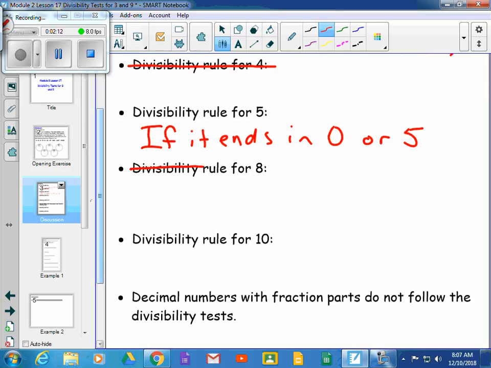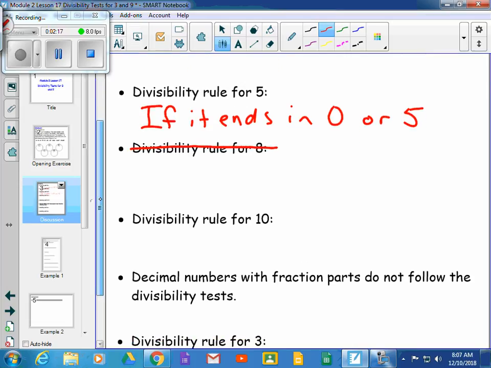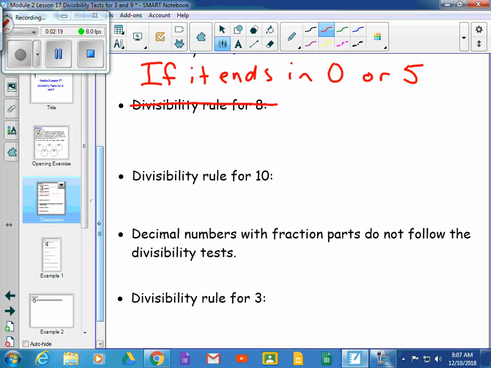We're going to skip the divisibility rule for 8. It also is a difficult rule and it's not very helpful. We're going to go to the divisibility rule for 10. A number is divisible by 10 if it ends with a 0. 20 can be divided by 10. 80 can be divided by 10. 130 can be divided by 10. All those numbers end with a 0.